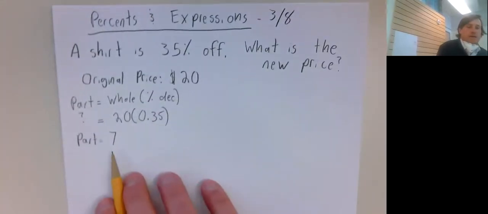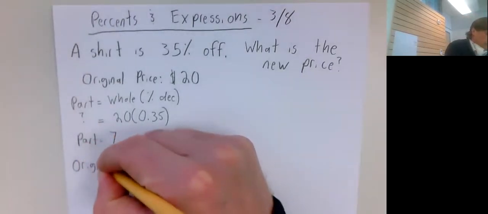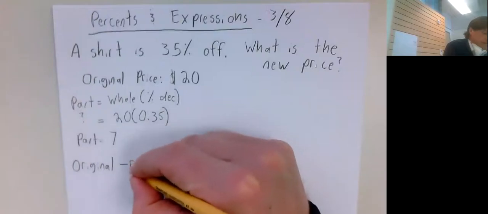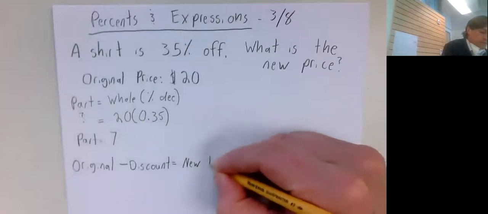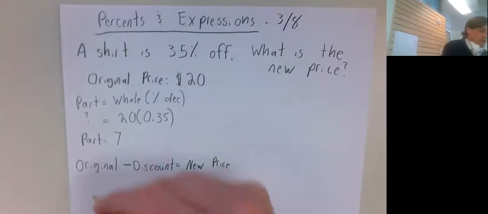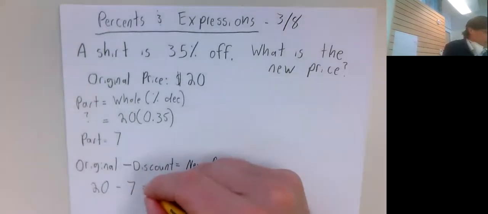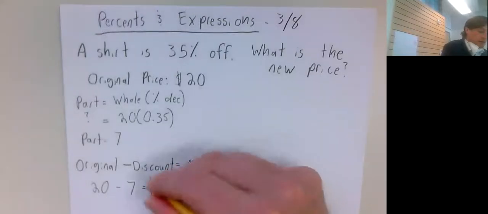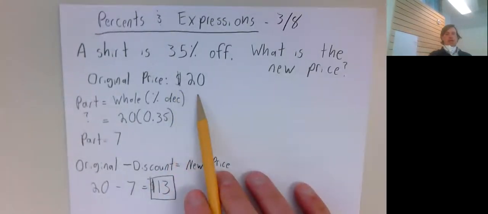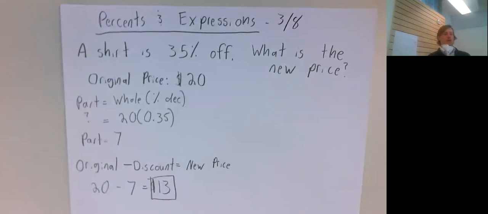So that's how much the discount is, but to find the new price, we need to do original minus discount equals new price. Well, the original is $20. We're taking $7 off. So that equals 20 minus 7 is 13. There's our answer. A shirt that's originally $20 and 35% off, the new sales price is $13. That should be very familiar to you guys. This is what we were doing earlier in the year.